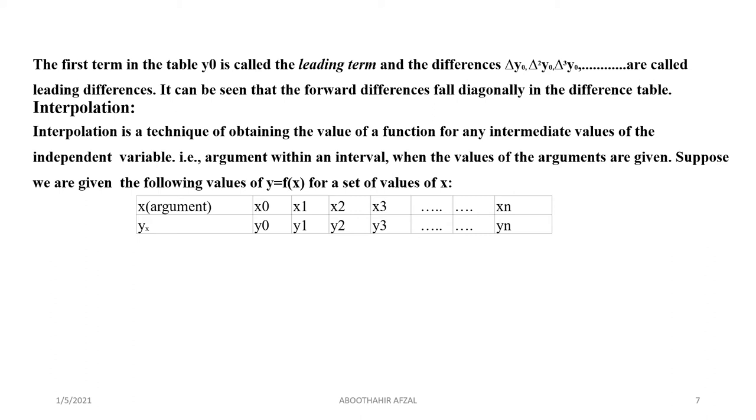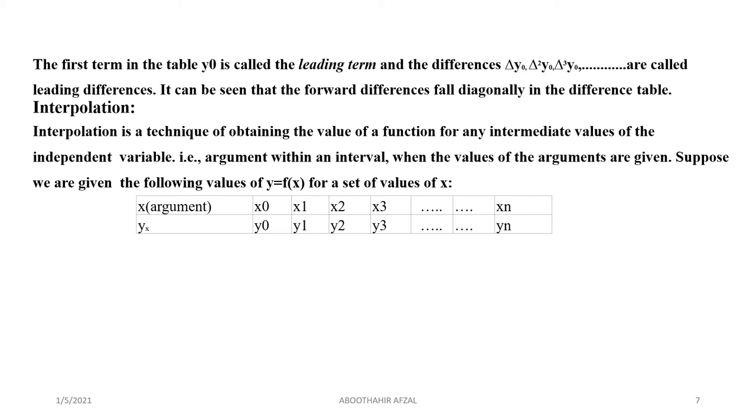Interpolation is basically a technique of obtaining a value of a function for any intermediate value of the independent variable. For example, I am having x0, x1, x2, x3, and I told you x1 is nothing but x0 plus h. What is x2? x0 plus 2h. So like that it goes on, the arguments. We have a discrete set of arguments, and correspondingly I am having the values of the entry. So that means y is equal to f of x.